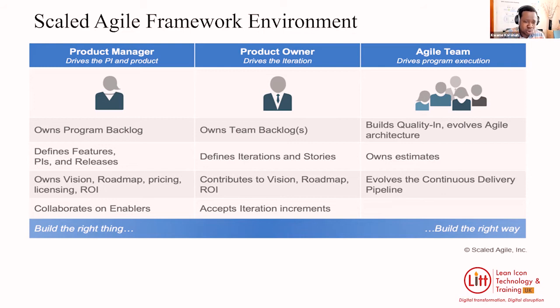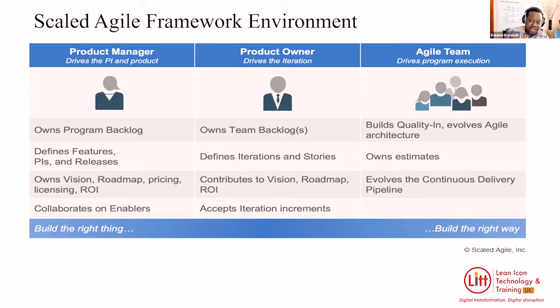What about the product owner? They own the team backlog, they define iterations and stories, and they contribute to the vision and roadmap. But the product manager owns the vision, the roadmap, pricing, and all the enablers. They accept iterations, whilst the product manager collaborates on enablers and accepts releases. What about the Agile team?